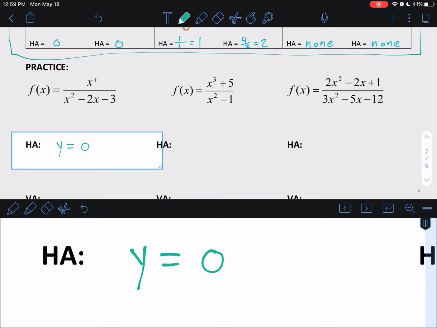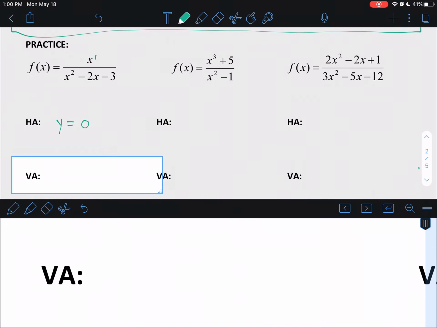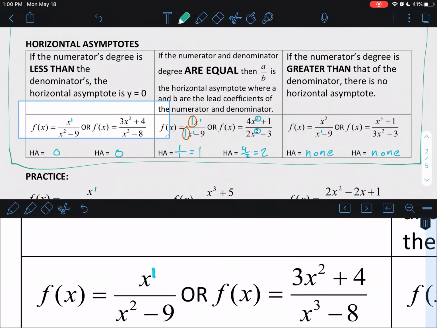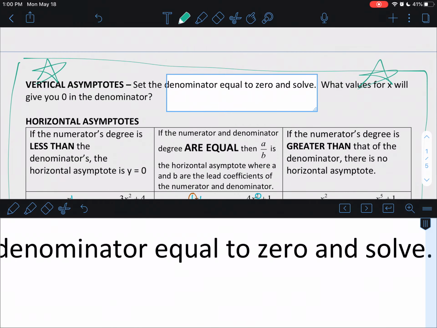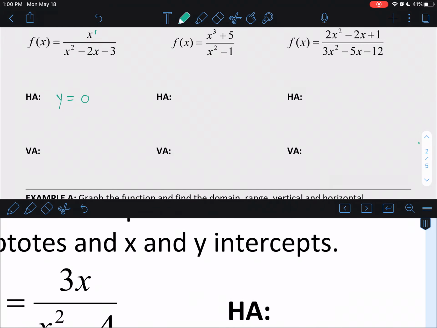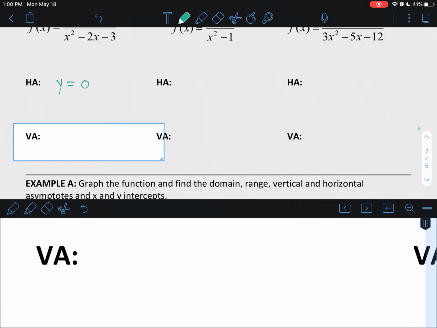Vertical is x. Horizontal is y. And then we have the vertical asymptote. So the vertical asymptote is the zeros of the denominators. So set the denominator equal to 0 and then solve.